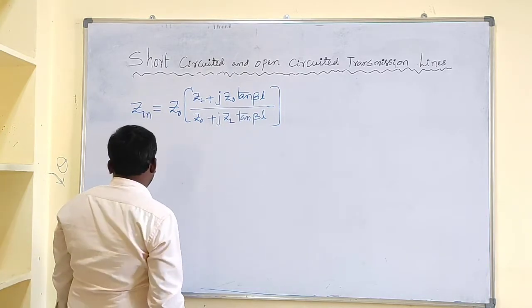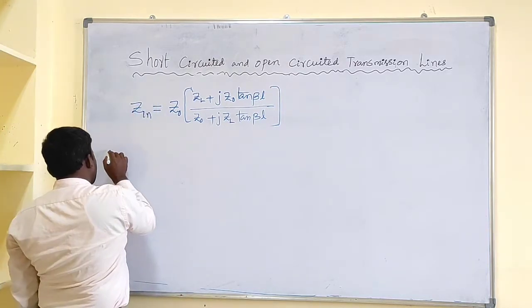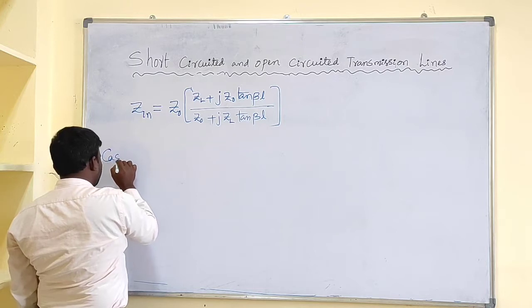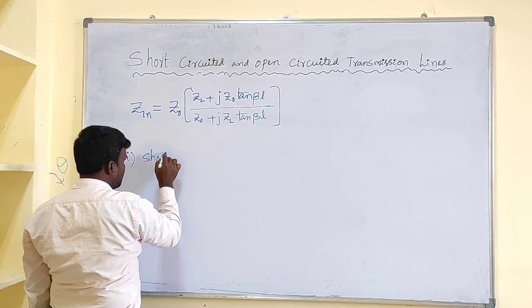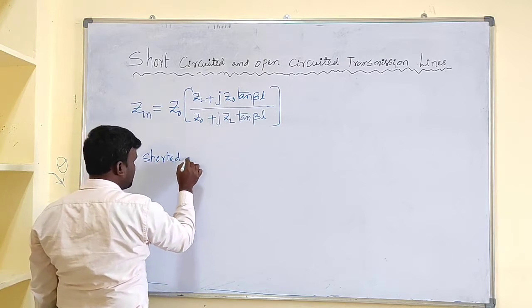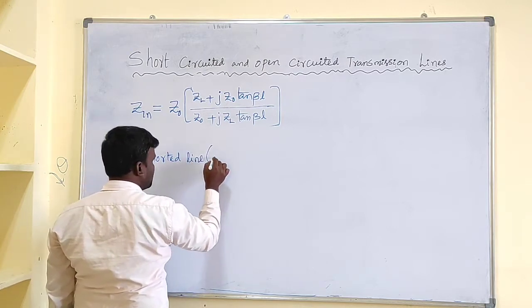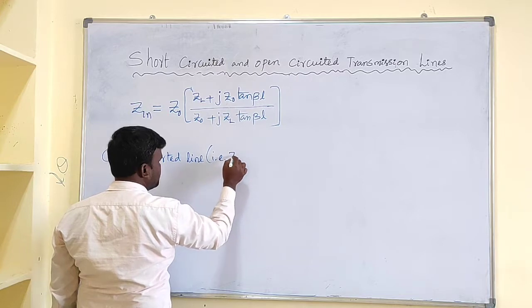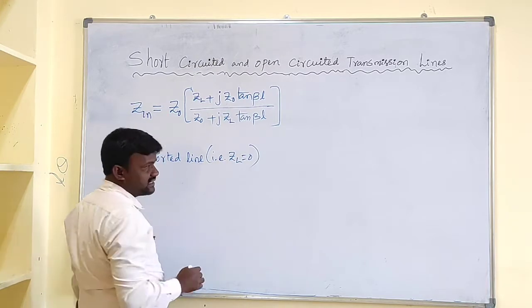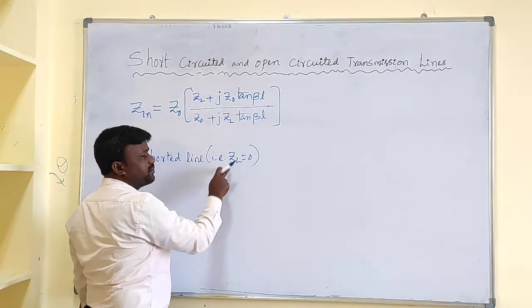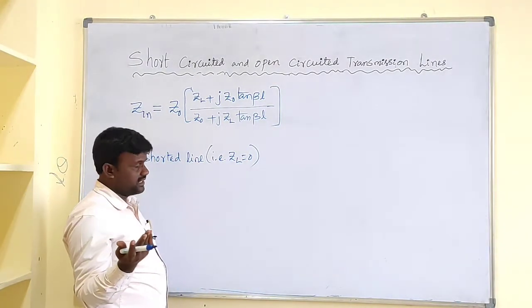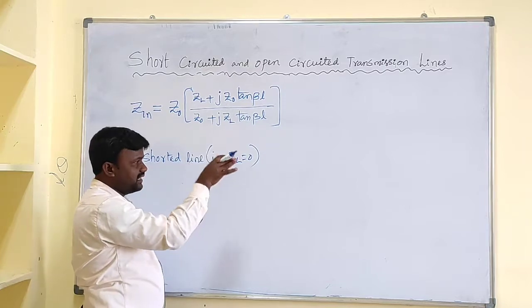Okay, let us go for case 1, the shorted line, which means short circuited line. Shorted line means ZL equal to 0. In this case, our transmission line is terminated with a load impedance of 0, that is, simply short circuited at the load end.